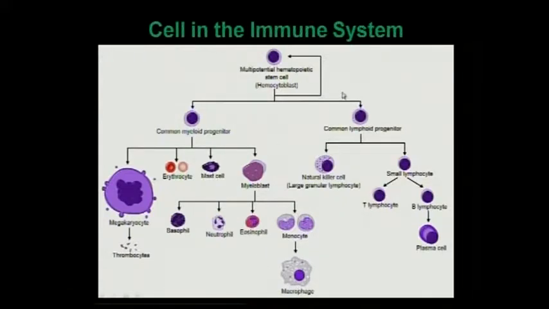In the same way, in the lymphoid lineage, there are two types of cells. One is big lymphocytes, or large granular lymphocytes. Another one is known as small lymphocytes. These large lymphocytes are called natural killer cells, and these small lymphocytes are again divided into T lymphocytes as well as B lymphocytes.